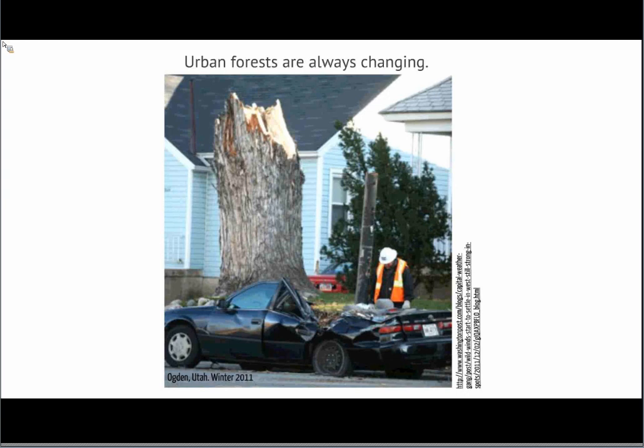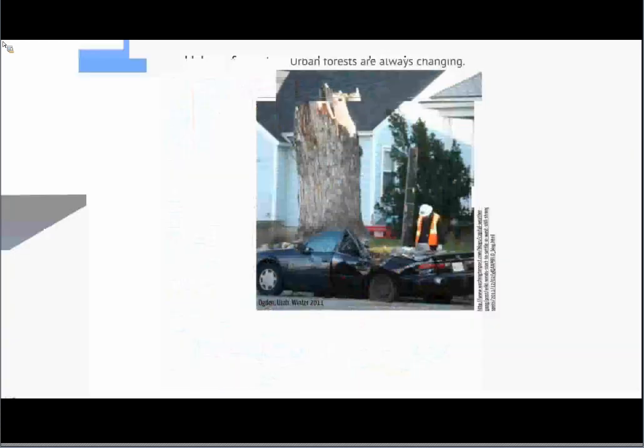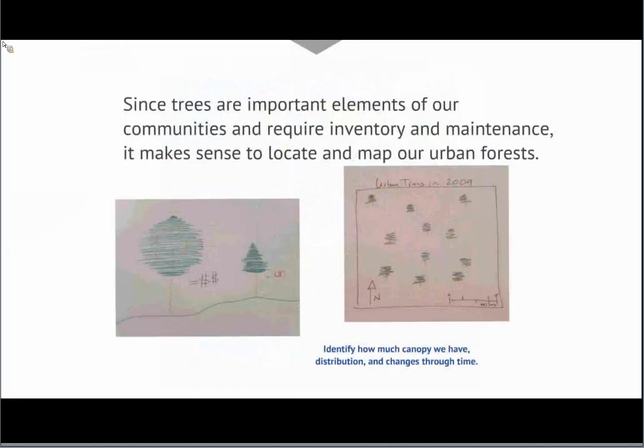That big old tree snapped off and smashed right down onto the car, indicating that our urban forests are always changing, and so having some sort of a resource map is a really handy way to keep a handle on what's going on around the communities. So, pretty substantial changes in our forests. Since these trees are important elements of our communities, and we incur inventory and maintenance costs, it makes sense to locate them.